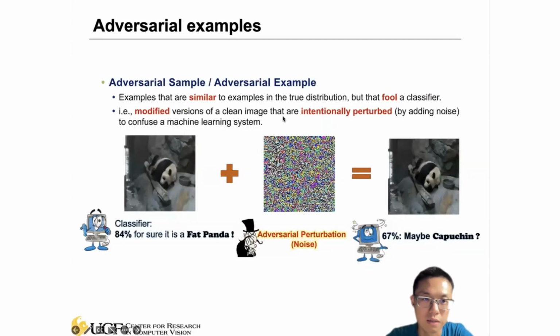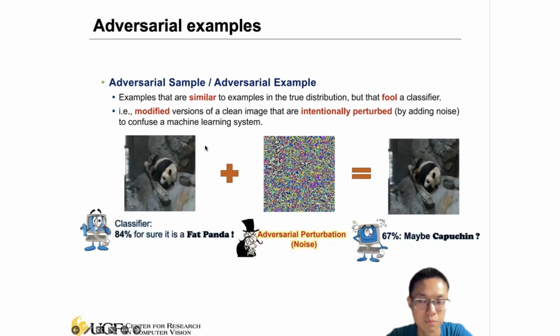And there are also adversarial examples that we can purposely create, right? Basically, these adversarial samples or examples are similar to the data in the true distribution, but are able to fool a classifier, to make it misclassify its correct label. So this is a modified version of the clean image that is intentionally perturbed by adding noise to confuse a machine learning system. So here is an example, right?